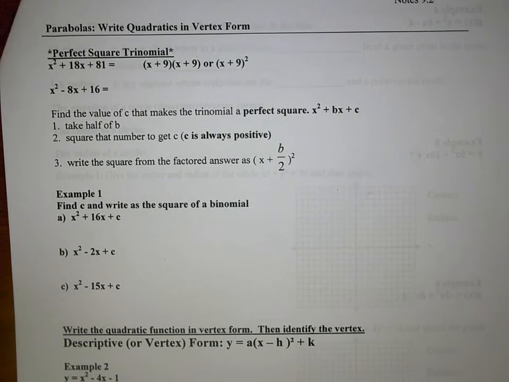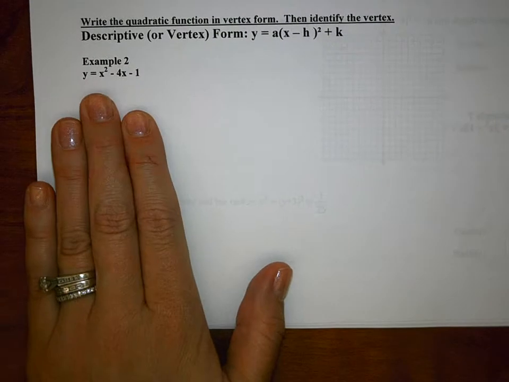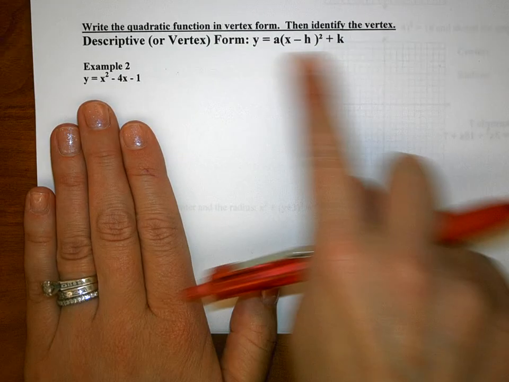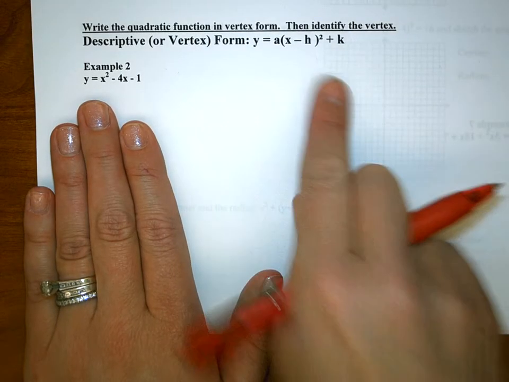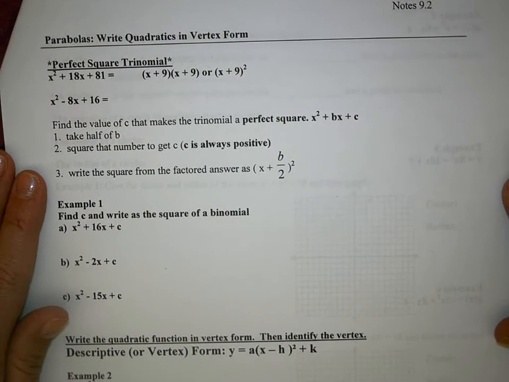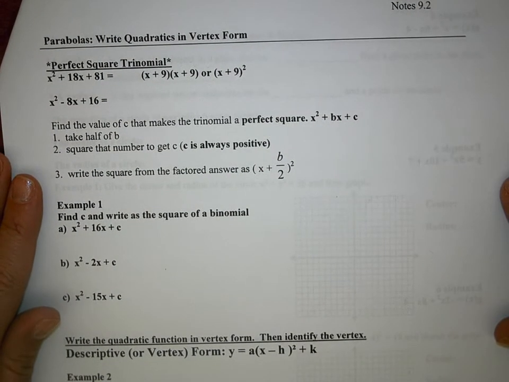So 9.2, we're going to learn how to write quadratics in vertex form. You know how some of them are written in standard form, like down here, example 2, it's written in standard form. We are going to figure out how to change it so that they're in vertex form. In order to change it to vertex form, you need to know how to complete the square. Do you guys remember learning how to complete the square a while back?